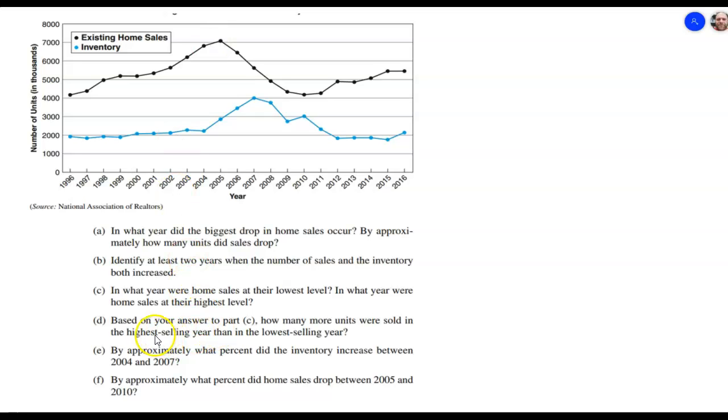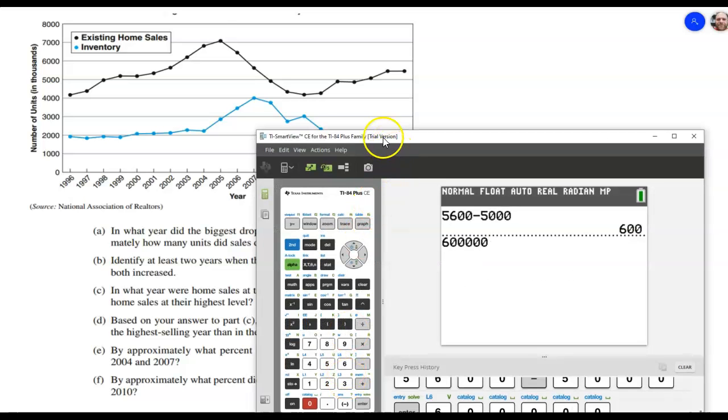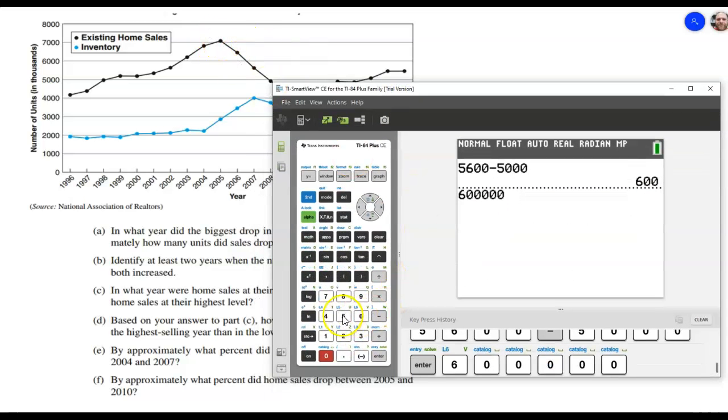All right. And based on your answer to part C, how many more units were sold in the highest selling year than the lowest selling year? So let's bring out our calculator. Don't forget this is in the thousands, so that means we have to basically multiply by 1,000 or add 3 zeros to that. So the highest is right around 7,000.